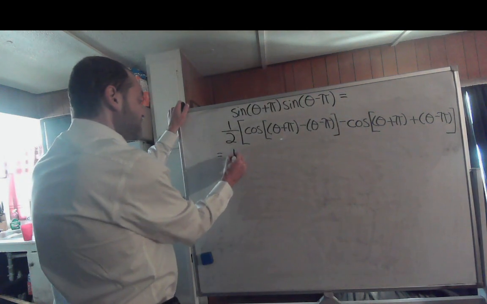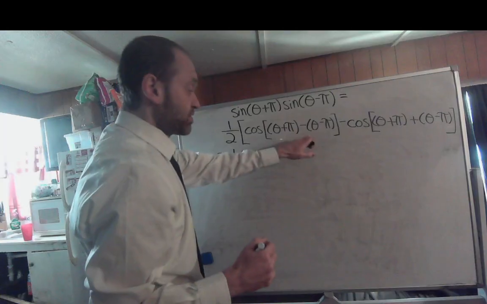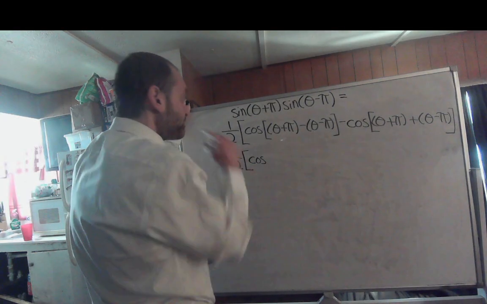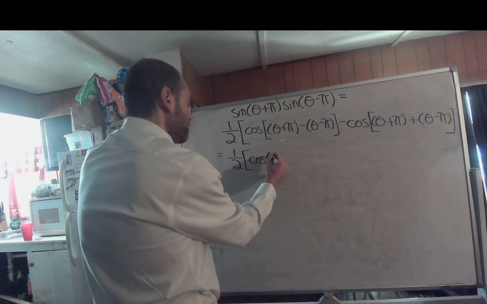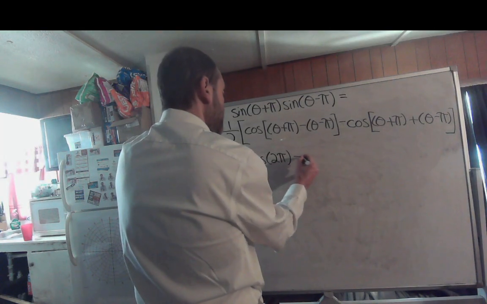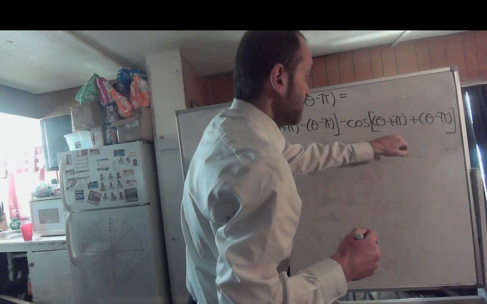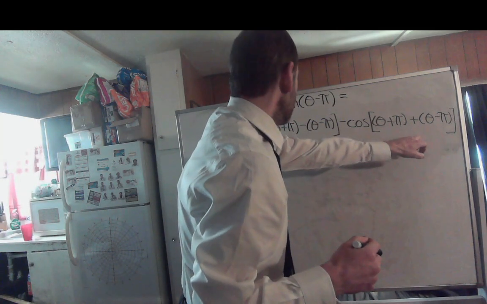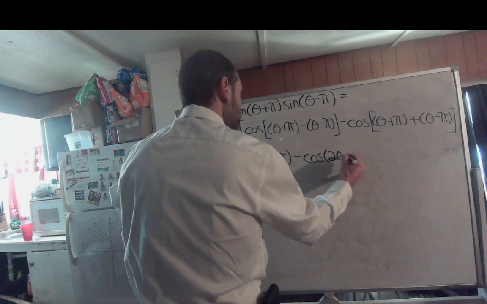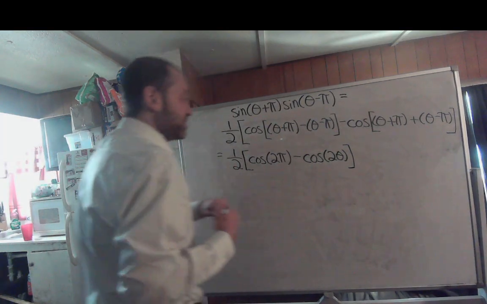Well, this should simplify further into 1/2 of the cosine of, okay, the thetas are gone here, so you would just get positive 2 pi. So 1/2 of the cosine of 2 pi minus the cosine of, alright, so add these together, the pi's are gone, you should end up getting 2 theta. So you should end up simplifying this into 1/2 of the quantity of the cosine of 2 pi minus the cosine of 2 theta.